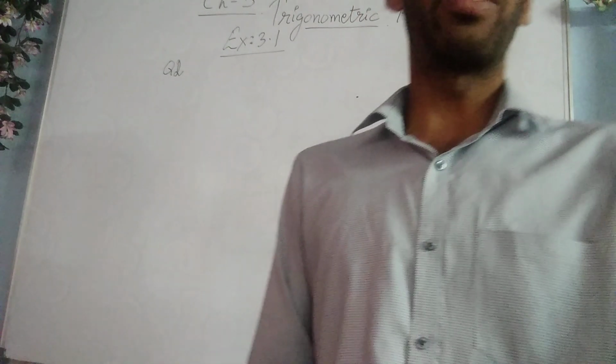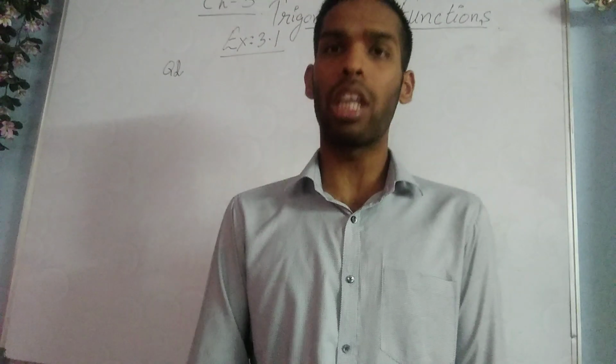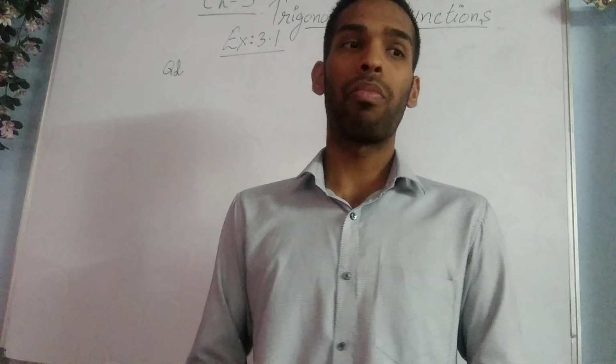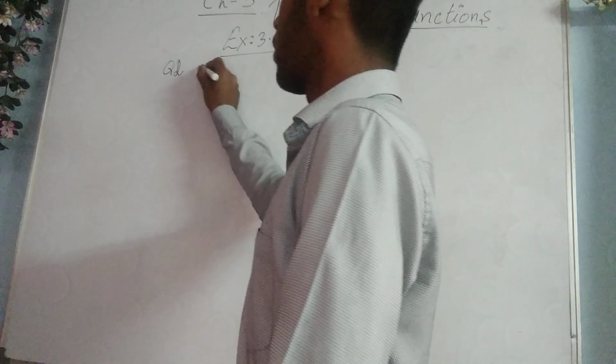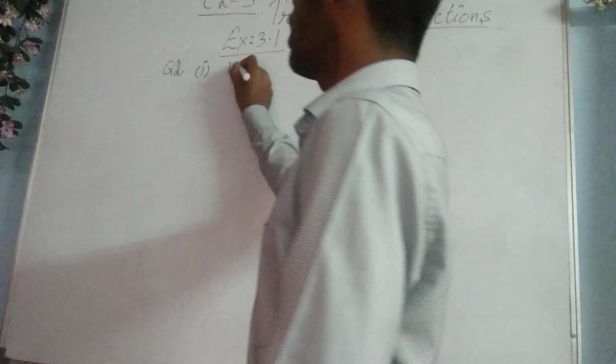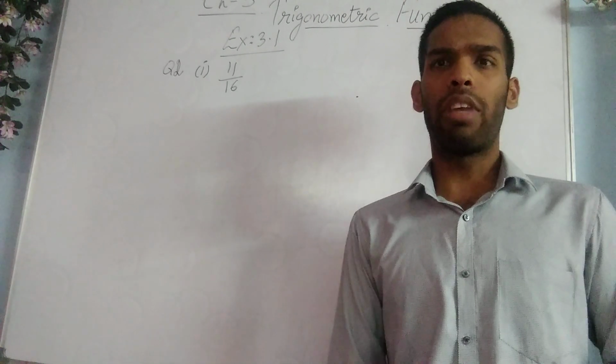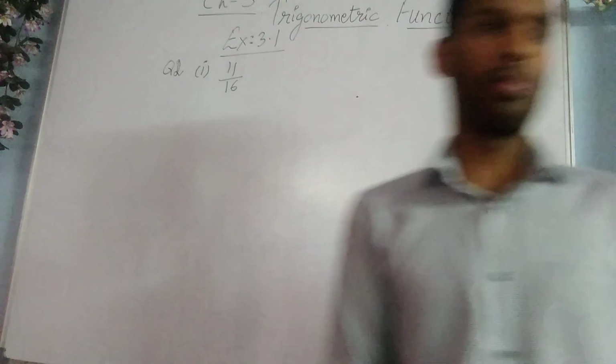The question is like that. Find the degree measures corresponding to the following radian measures. That means in radian measure values are given to you, and you have to convert those measures into degree measures. The very first part is in radian, that is 11 upon 16. The measure is 11 upon 16 radian.